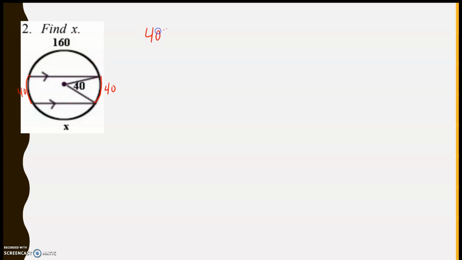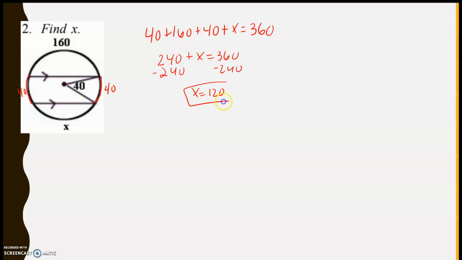So I'm going to get 40 plus 160 plus 40 plus x all equals 360. 160 plus 40 is 200, so I get 240 plus x equals 360, and minus 240 from both sides, so I get x is equal to 120.